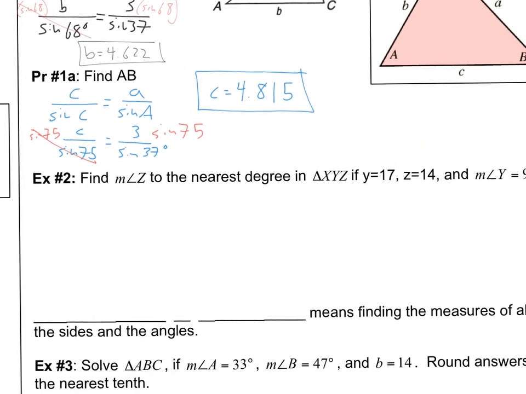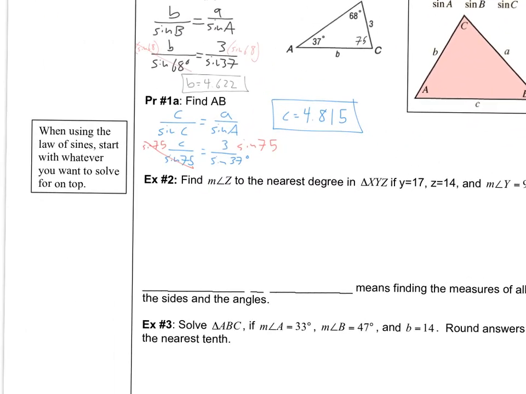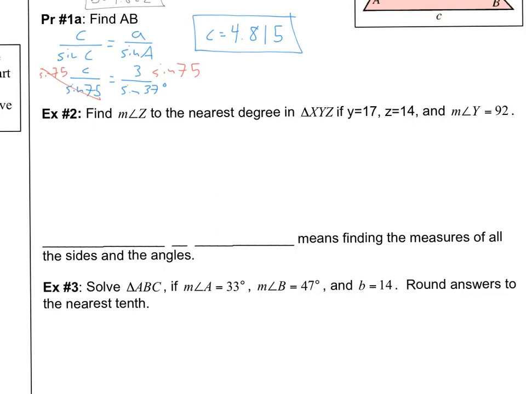So, as we look at this problem, remember I said when using law of sines, start with whatever you want to solve for on top. Well, I want to know what angle z is. And the angles go with the sine, so I'm going to write the sine of z over side z equals, what else do I know? Well, I know side y and angle y. So I'm going to say the sine of capital Y over side y.